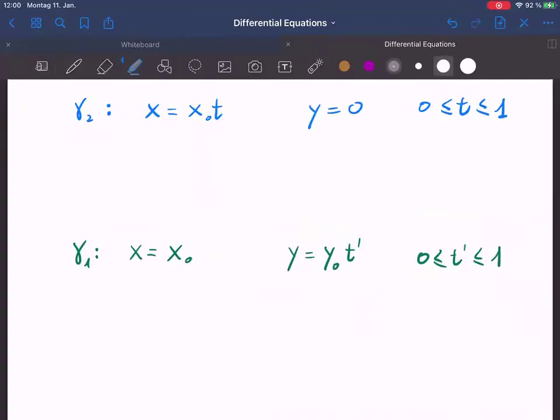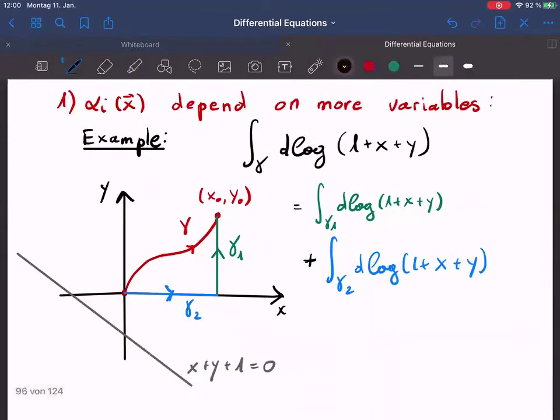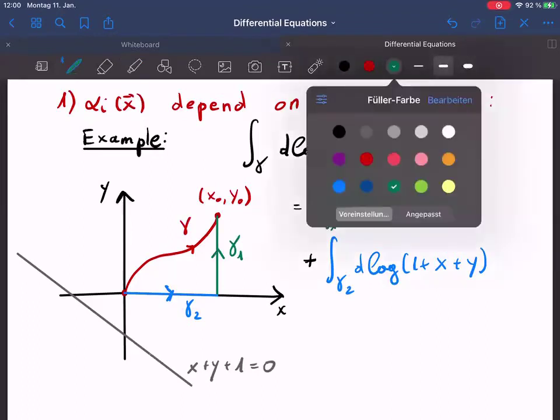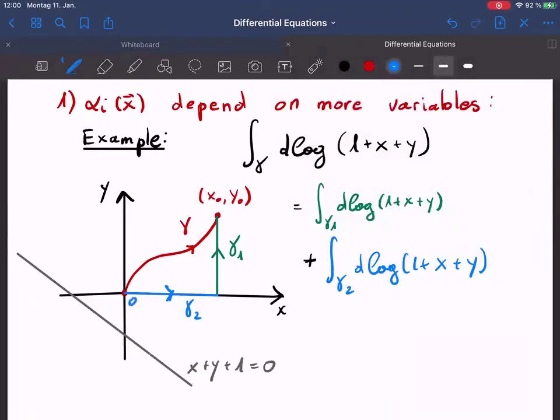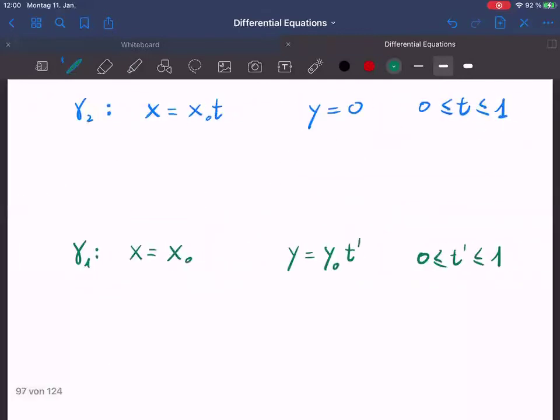Let's look at the blue path carefully. It goes from the origin to the point x0, but y is still 0. The green path goes from x0, 0 to the point x0, y0. So you can easily see that the blue path is such that y is constant and fixed to 0, while x goes from 0 to x0. Or I can write it as x0 times t, where t goes from 0 to 1.